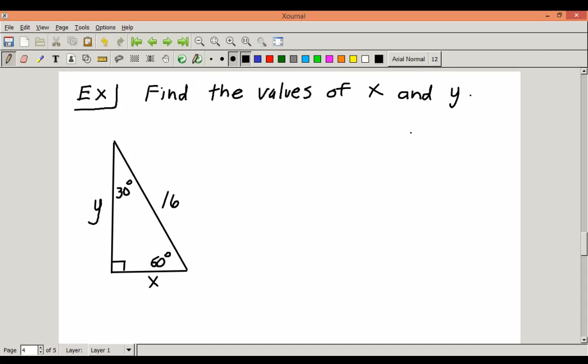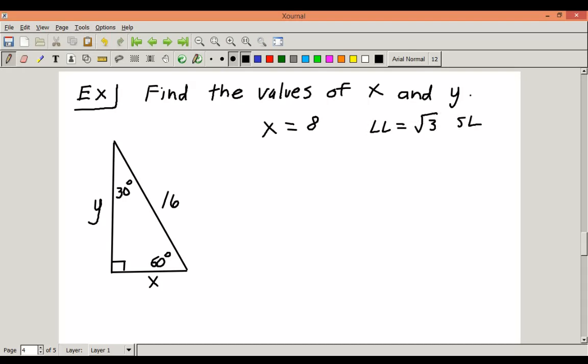So remember the theorem that the hypotenuse is twice the shorter leg. So in this case, the hypotenuse is 16. So x is 8, right? Because it's half of 16. So once you've got the shorter leg, then it's easy to find the longer leg. Because remember, longer leg equals, from the theorem, square root of 3 times shorter leg.